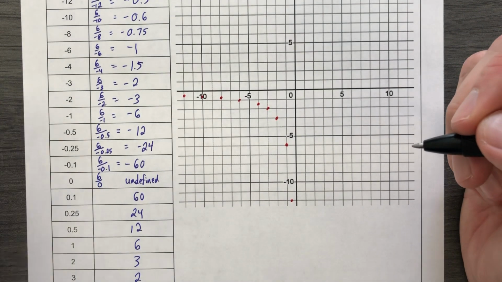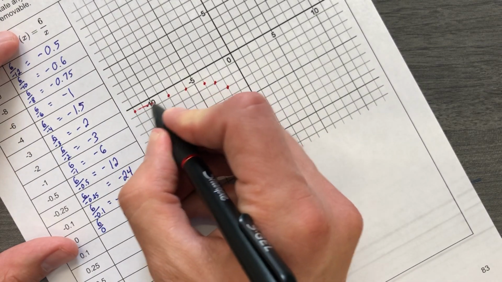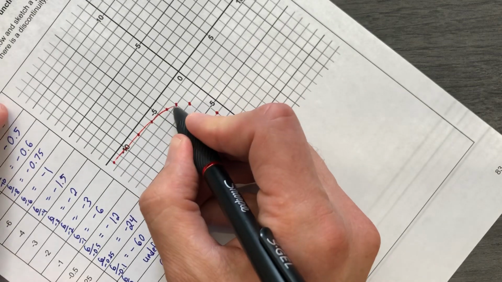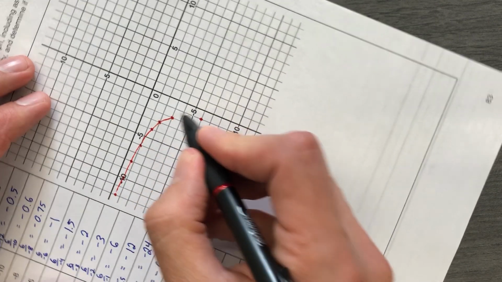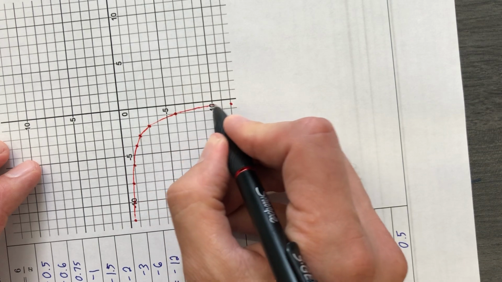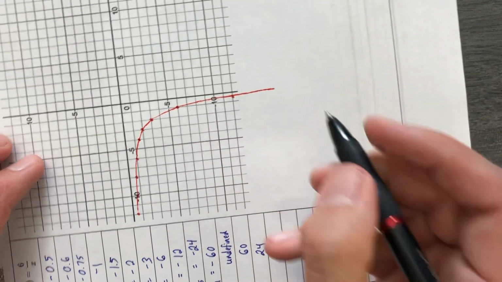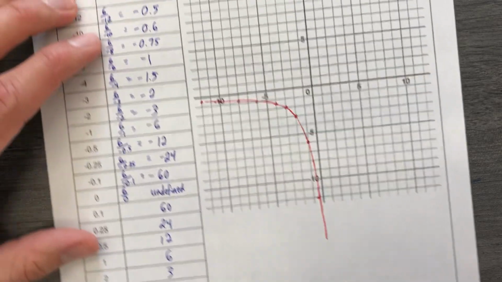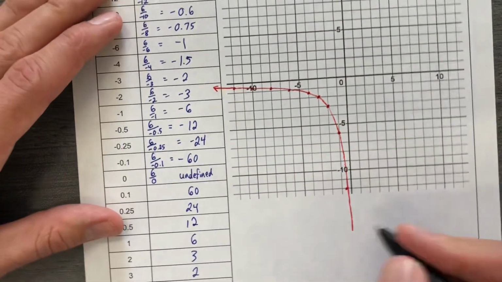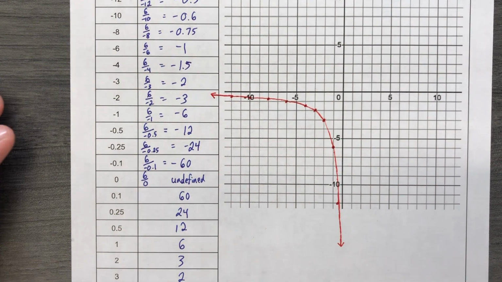All right, so I'm going to do my best to connect these and not make it look terrible. So let's connect. It's got a little bit of a curve to it. Okay, I do want to keep going because this will never touch the y-axis. And actually, if I keep going this way, it'll never touch the x-axis either. So that is the first half of it.